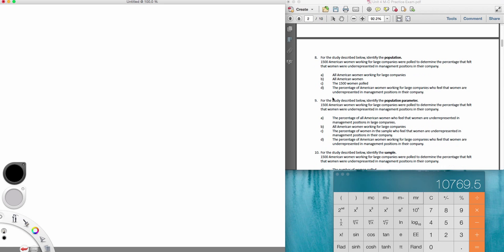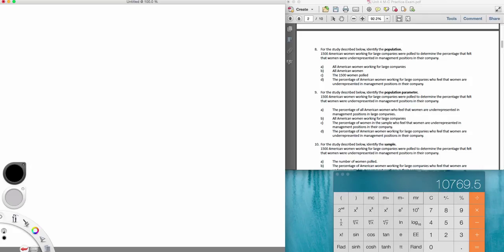So question 8 says, for the study described below, identify the population. 1,500 American women working for large companies were polled to determine the percentage that felt that women were underrepresented in management positions in their company. We're looking for the whole population, okay? So the whole population includes all women working for large companies. So that actually is the correct one, because that's who they're polling, okay? So that's the correct answer.